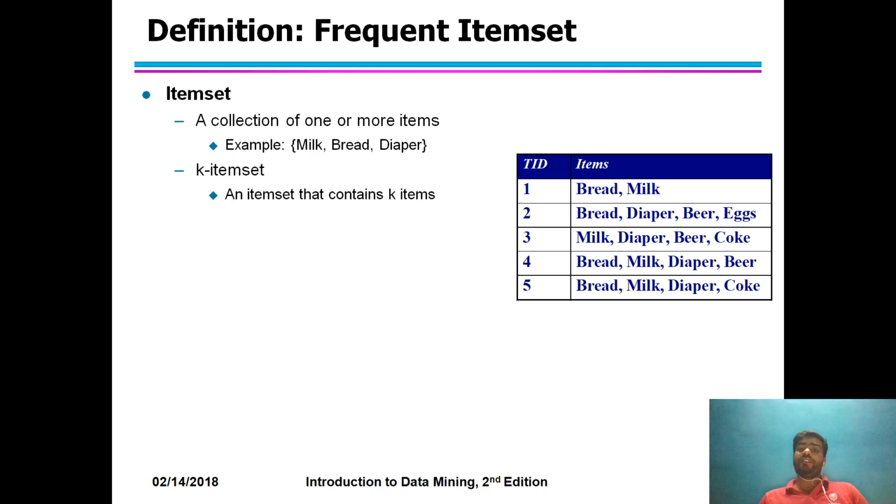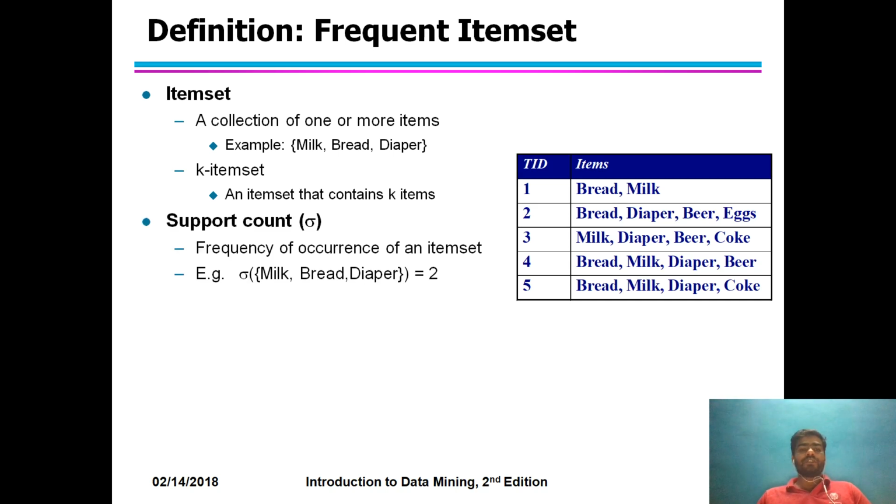Before going to the frequent item set, let us know what an item set is. A collection of one or more items is called an item set. Example, milk, bread and diaper is one item set. If an item set has k items, then we call it a k item set. An item set that contains k items is called a k item set.